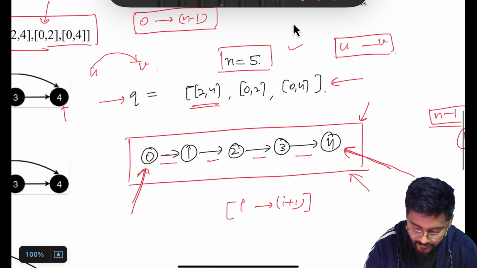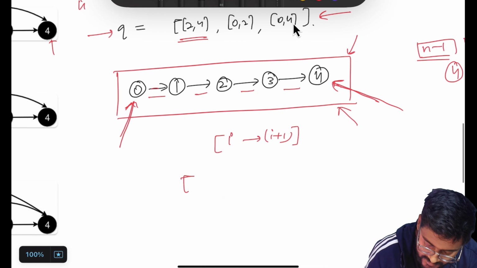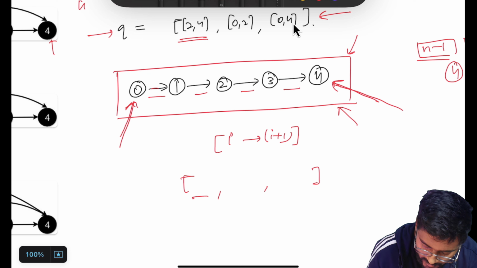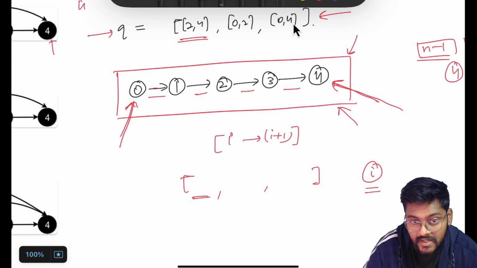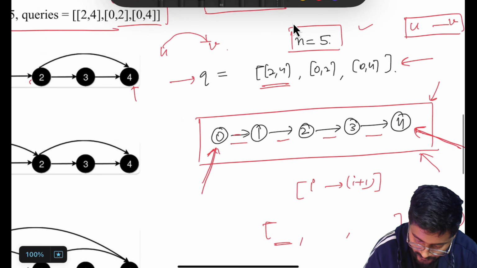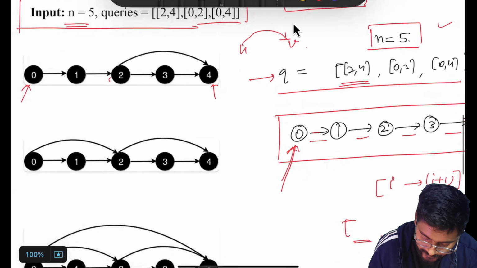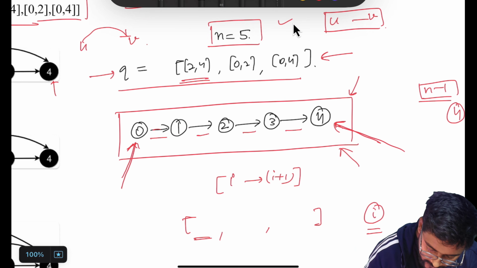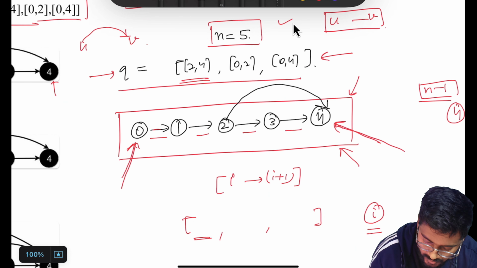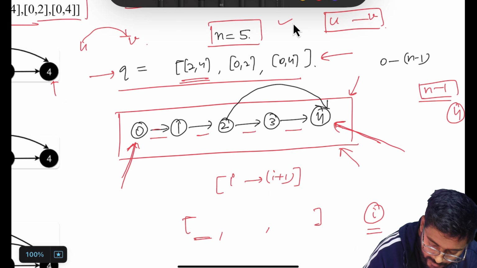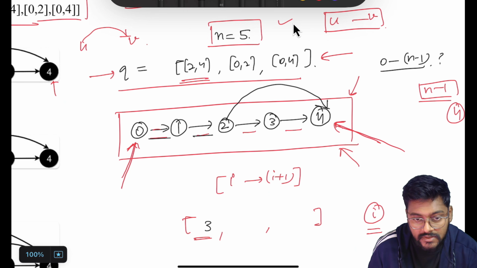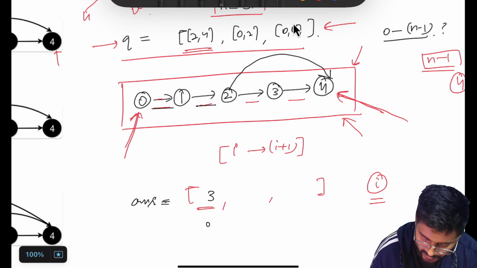But what is expected from us is that we need to return an answer array. The answer array is going to be of the size of queries, and the ith value in the answer array is going to be the length of the shortest path after the ith query is executed. So in this case we have 3 queries. After the first query we will be connecting node 2 to 4. If I connect node 2 to 4, what is the shortest path from node 0 to node n minus 1? The path is 0, 1, 2 and 4, so the length is 3. After the 0th query it will be 3.